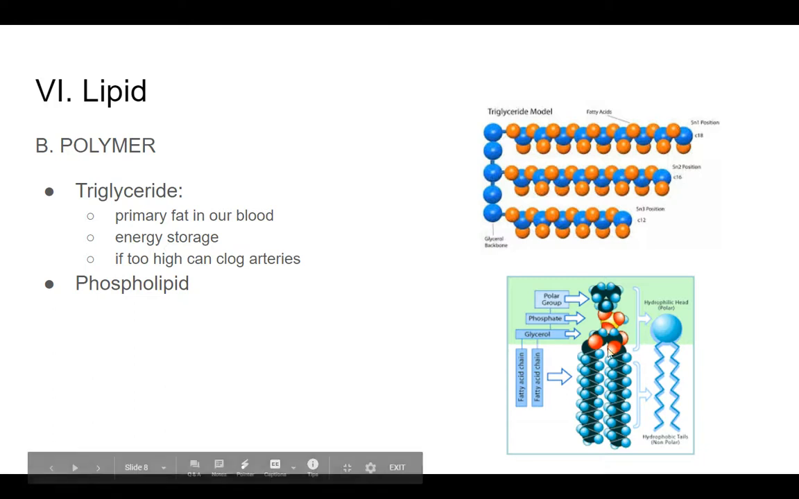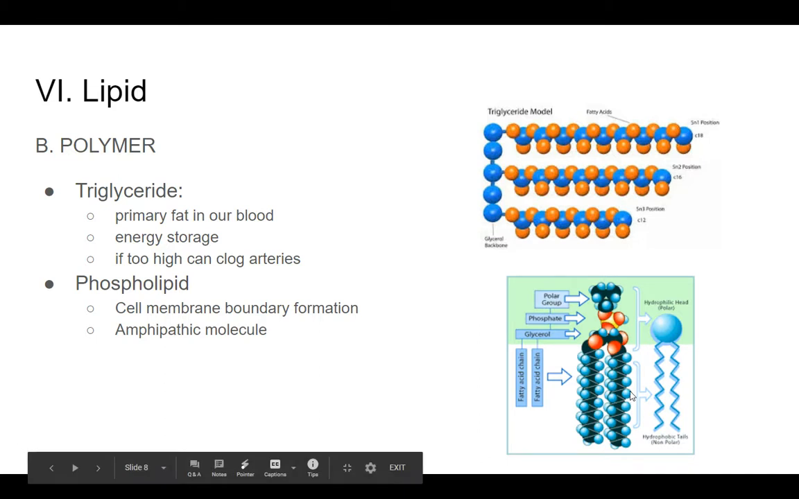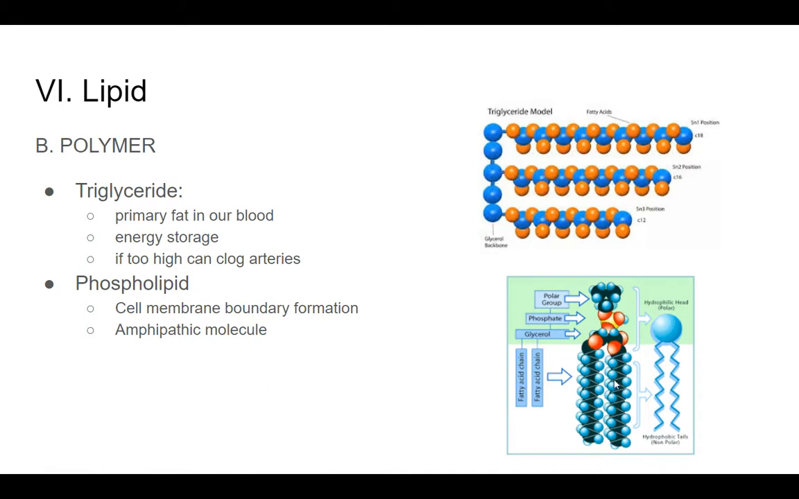This molecule down here is called a phospholipid, and chances are you've seen this before with the cell membrane if you learned about the cell membrane last year in 8th grade. So this is going to help form a boundary. And there are some unique properties about this phospholipid. It is an amphipathic molecule. We have seen that word before. Amphipathic means it has both polar and nonpolar regions.